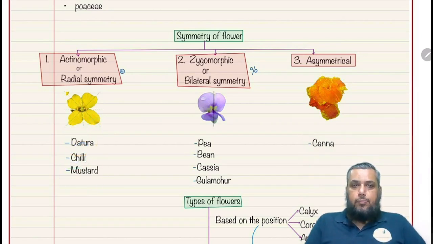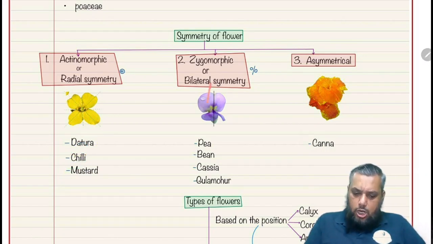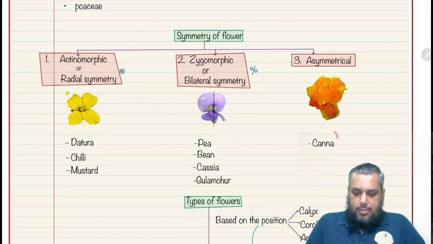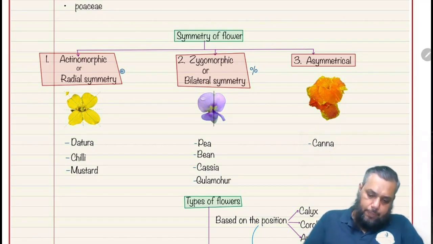But if the flower can be cut into two equal halves by only one plane, then that is called a zygomorphic flower. Such a symmetry is called bilateral symmetry. Examples would be pea, beans, cassia, and gulmohar. Asymmetrical flowers are those where, in whichever axis you cut, you will never get two equal halves. An example of that would be canna.